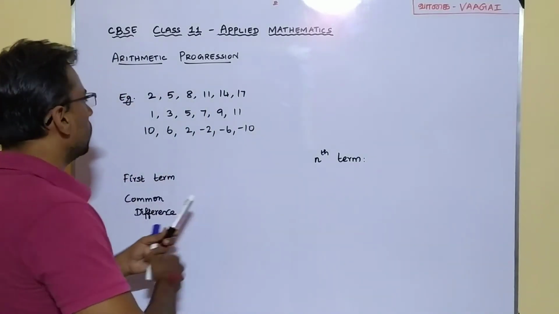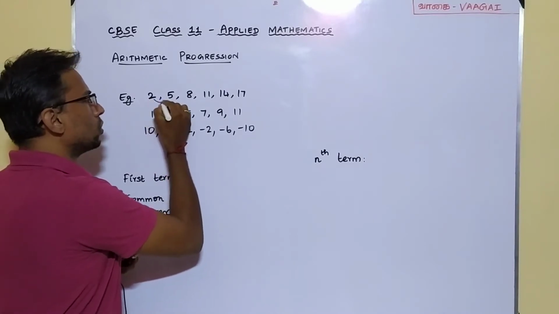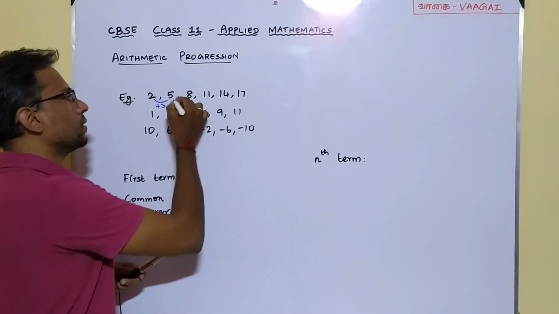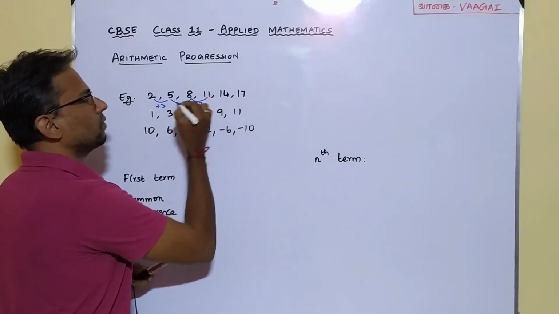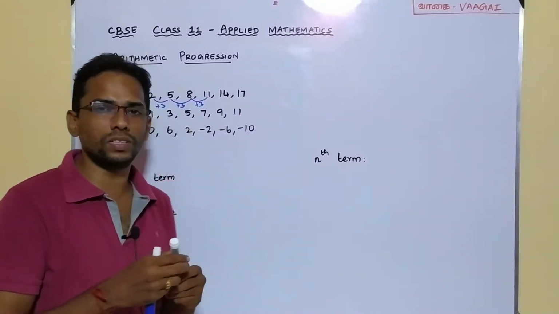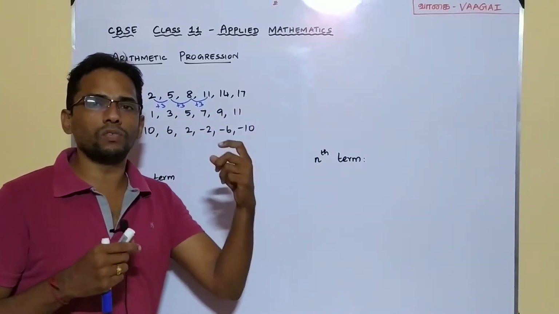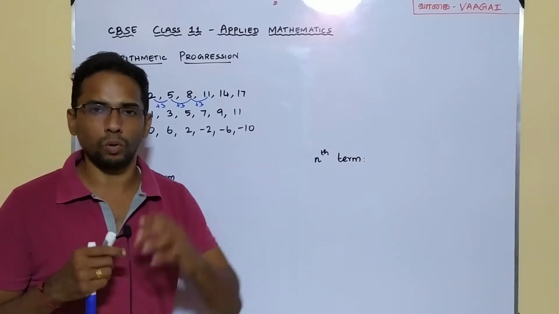If you see here, we have 2, here we have 5. So 2 plus 3 would give you this 5. And the same, 5 plus 3 would be this 8. 8 plus 3 would be this 11 and so on. So you can see a constant difference lying between any two successive terms. This kind of sequence or progression is what we call an arithmetic progression.